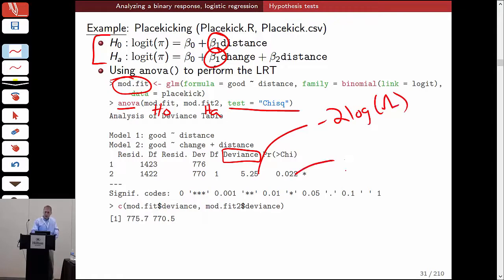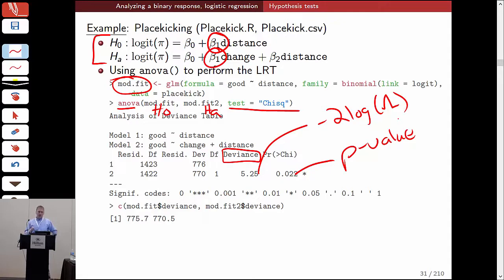The p-value is 0.022 using a chi-square approximation. So what we have here is, I would say, not necessarily strong evidence. We have marginal evidence that, given that distance is in that model, change is important. But again, it's not strong evidence.